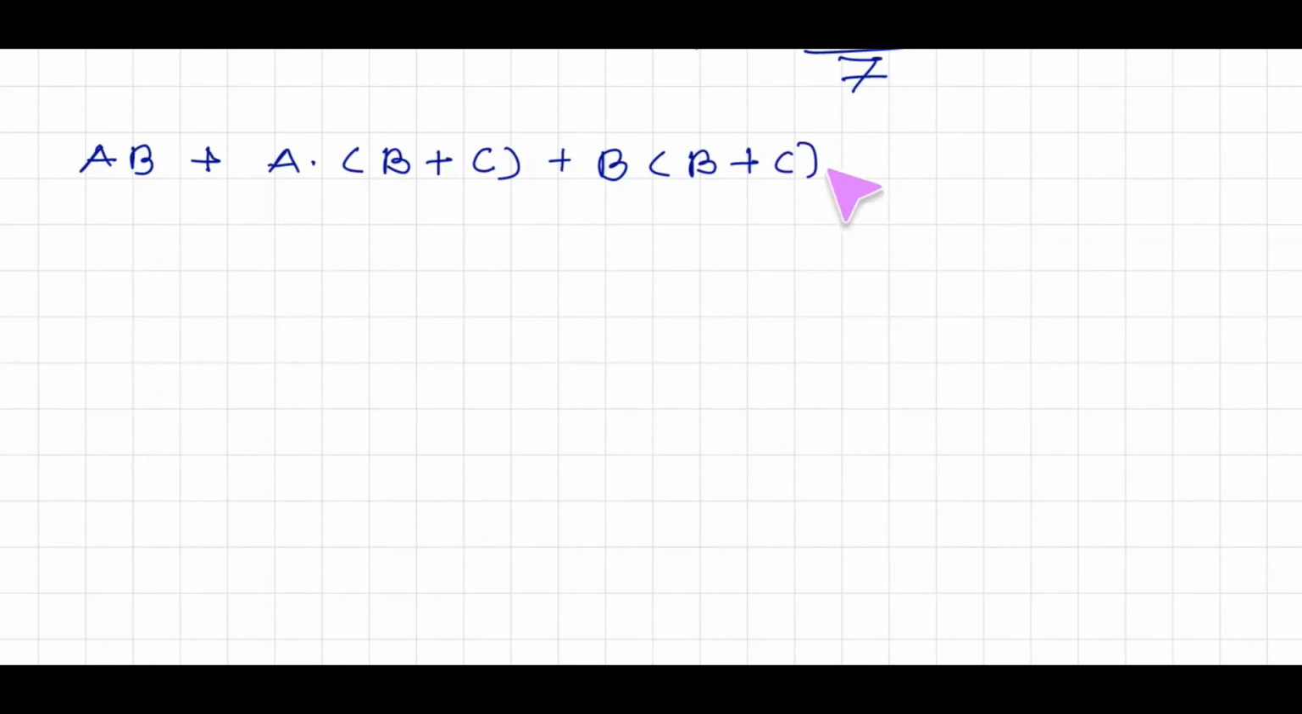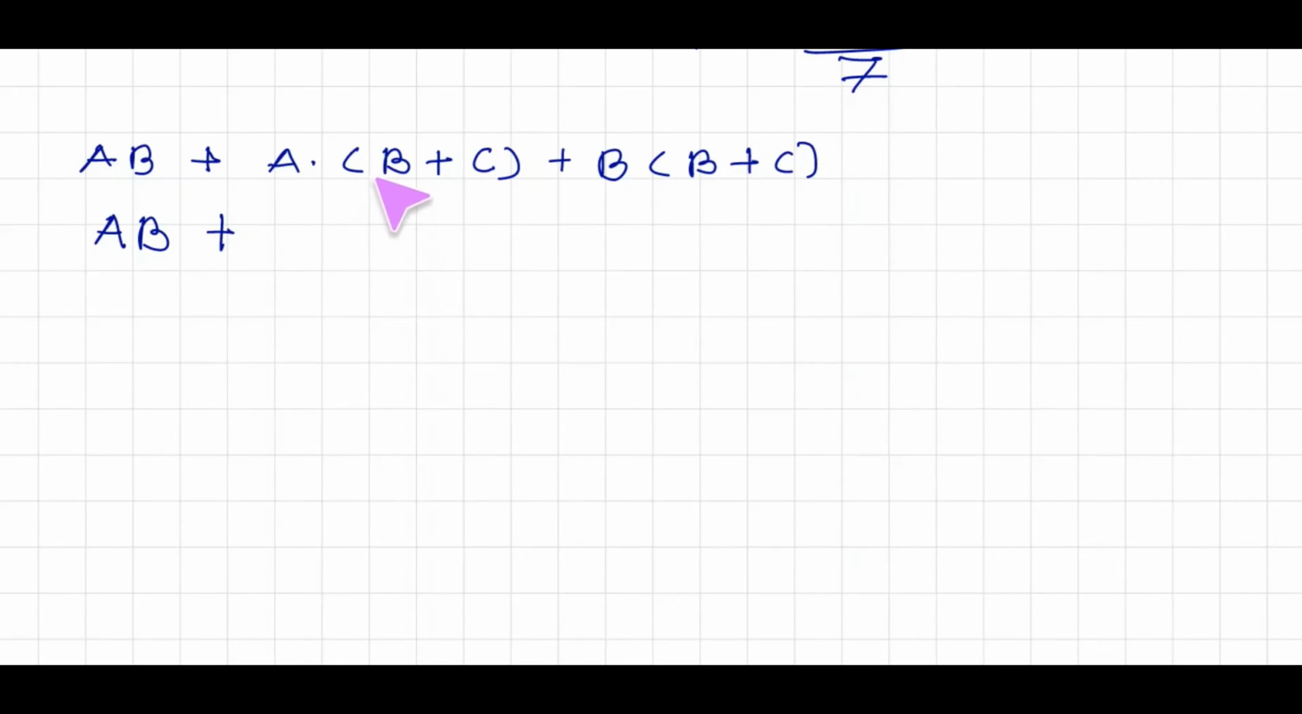So our expression is AB plus A dot B plus C plus B dot B plus C. Now we'll simplify the expression. This term is as it is, AB plus.